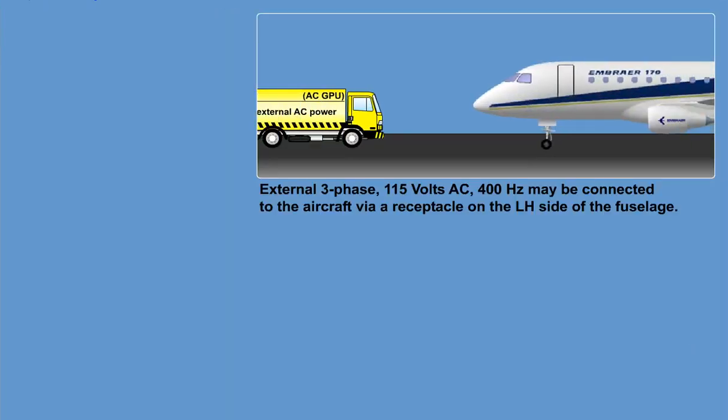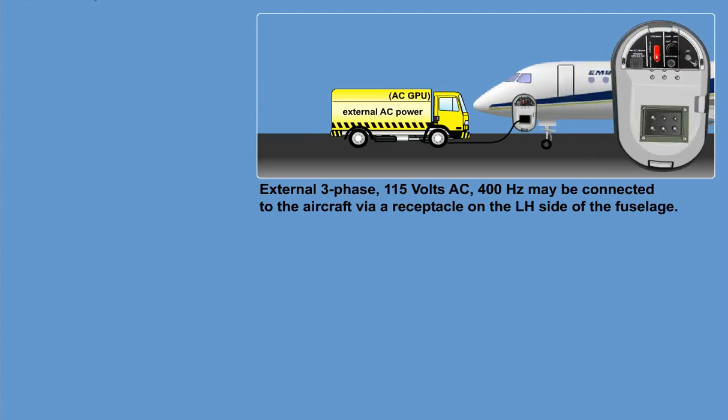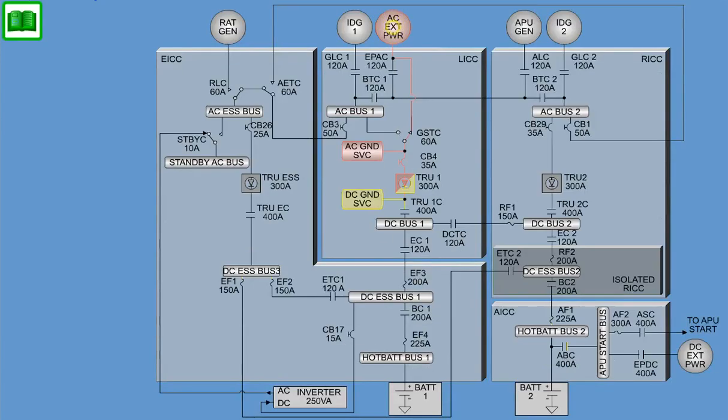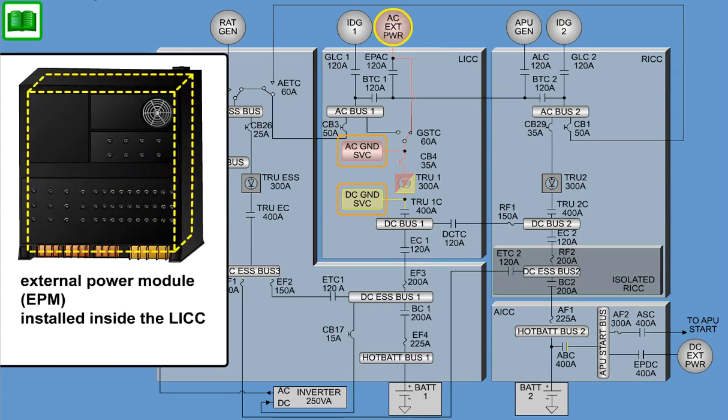External 3-phase 115-volt AC 400 Hz may be connected to the aircraft via a receptacle on the left-hand side of the fuselage. The external AC is used to power the AC ground service bus and the DC ground service bus without powering any other buses on the airplane. The operation of the system is controlled by the external power module, EPM.